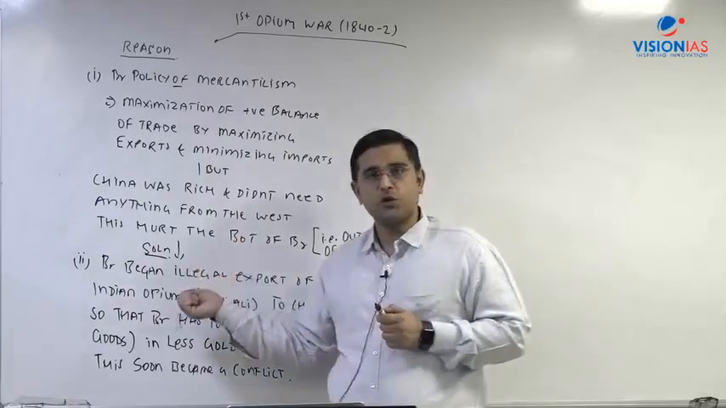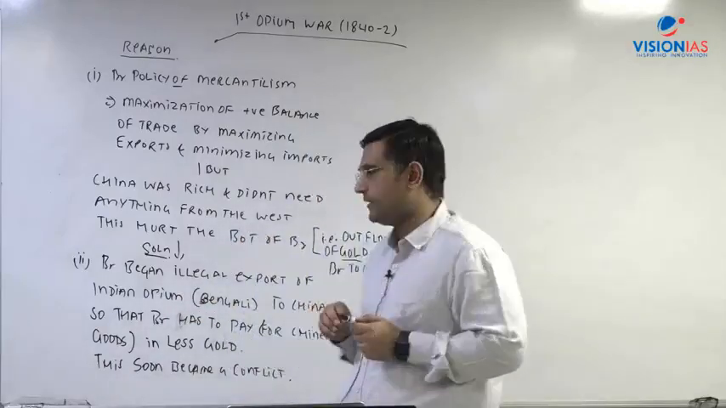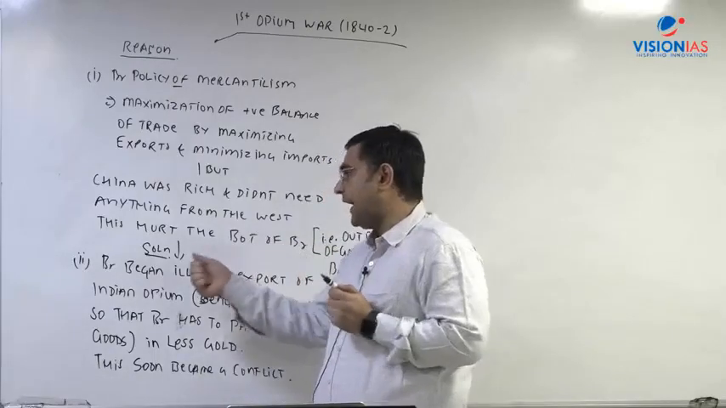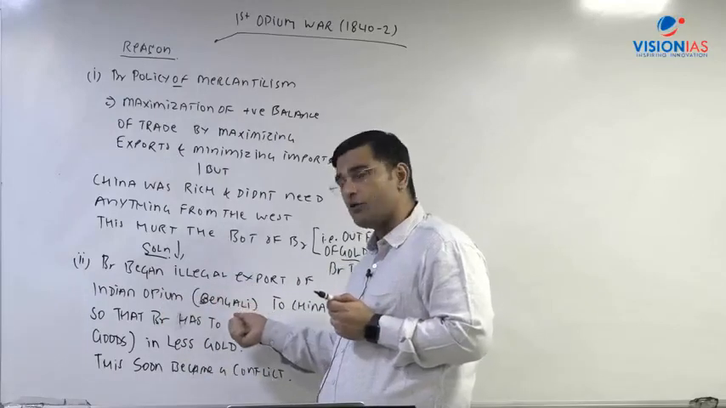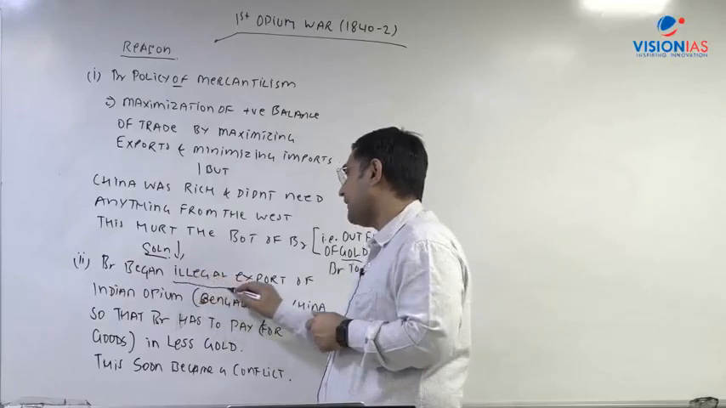Okay, what was the solution? The Britishers found a very innovative solution. Especially your East India Company was there, right? So they found a very different kind of solution, and they began illegal export of Indian opium, that is Bengali opium, to China. It is an illegal export. The word illegal is there, right?